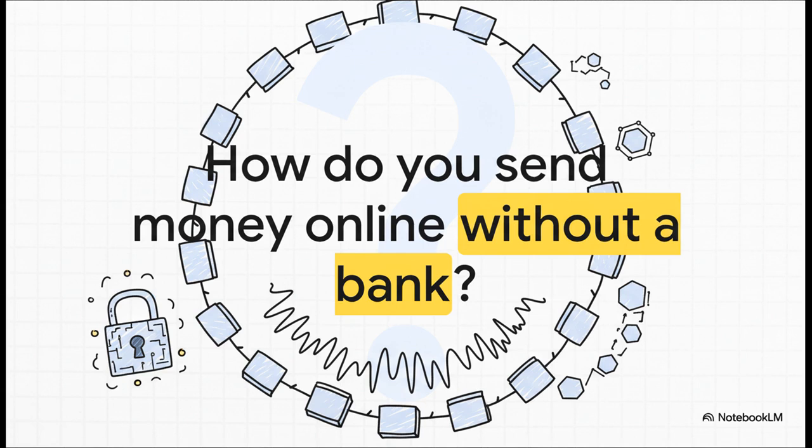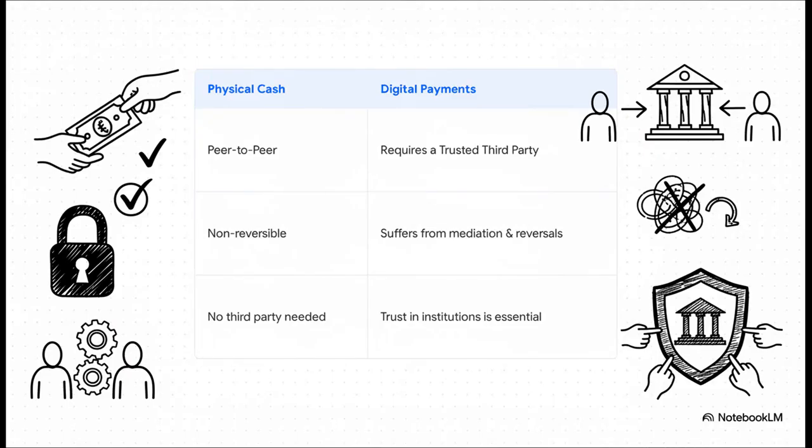This is exactly what Satoshi Nakamoto's white paper set out to answer back in 2008. And the proposed solution was pretty radical. A system built not on trust in an institution, but on trust in pure, cold, hard math. Cryptographic proof. And this comparison really gets to the heart of it.